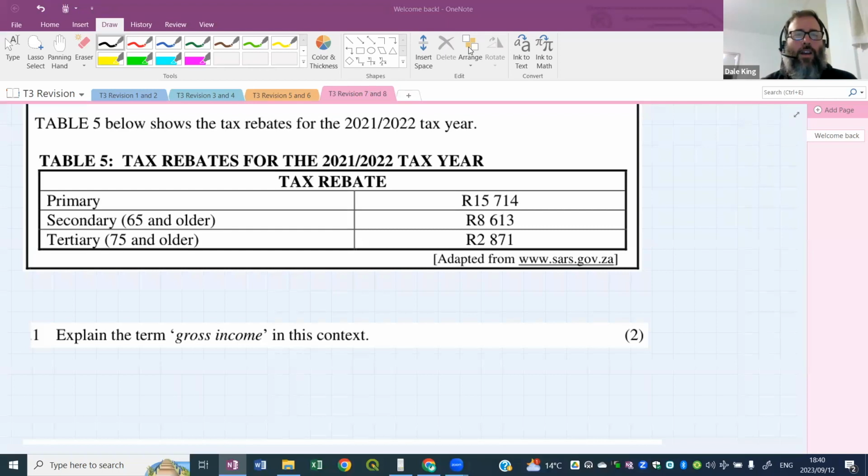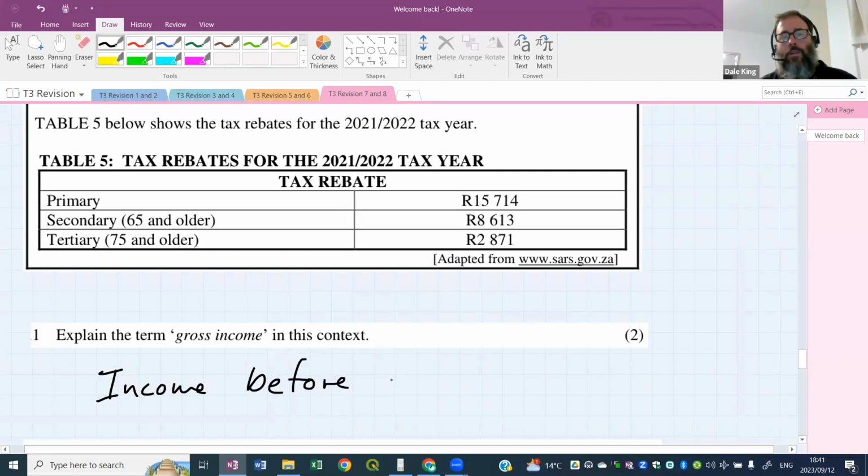Thanks for trying. Gross is before deductions. Net is after deductions. So the total amount that you're going to get before anything is taken off. You get this big fat lump sum and you're like, yes, this is how much they said I would get. But no, they cut pieces off of it and they give you what's left. Guys, it's coming for you too. So gross income is income before deductions. All right, 2 marks in the bag.